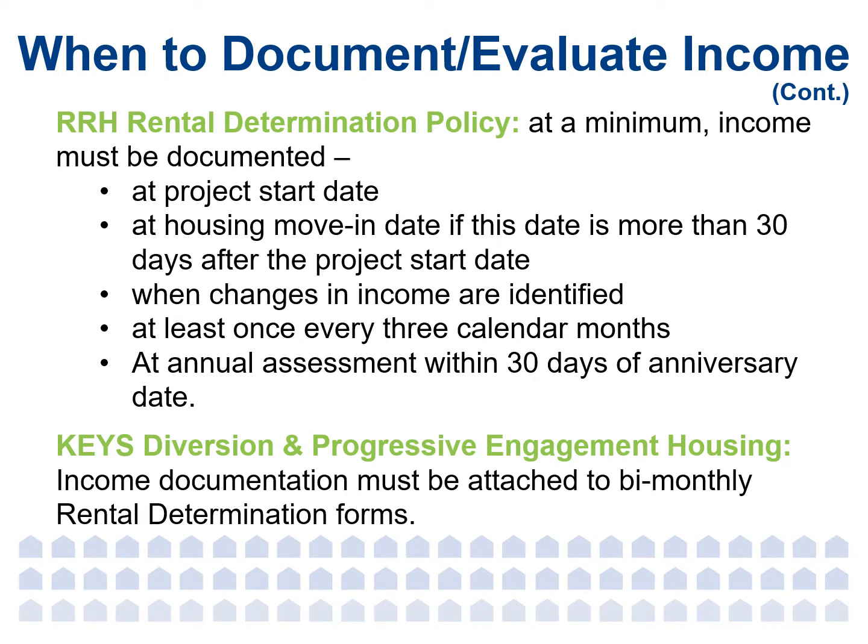Locally, our COC has established policies that add to HUD's income evaluation requirements. The current Rapid Rehousing Rental Determination Policy requires that income be evaluated and documented at housing move-in if the date is more than 30 days after the project start date and at least every 3 calendar months, in addition to the times required by the regulations and HMIS data standards. Agencies may evaluate income more often than every 3 months, provided this is done consistently among all program participants served by the project, and that it also is documented in the agency's written policies and procedures.